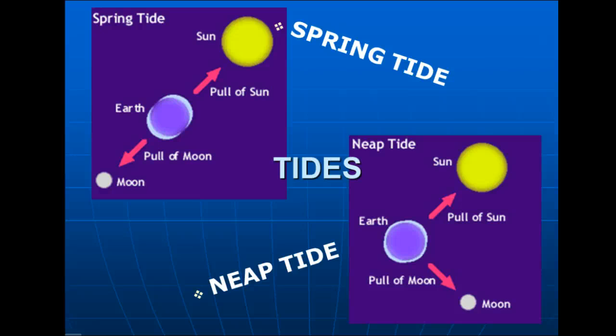Then write that the tides are the result of the gravitational pull of the moon and sun on the Earth's surface and water. Get that in your notes right now as well.